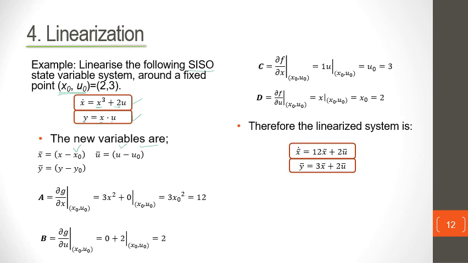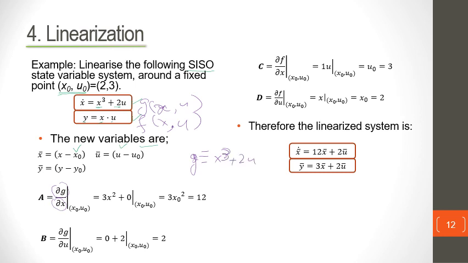The A matrix is simply calculated as dg/dx. This is our g function, and this is our f function: g of x, comma u, and f of x, comma u. So we take dg/dx, where g of x in this case is equivalent to x cubed plus 2u.